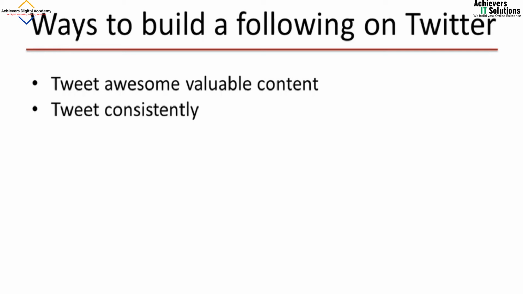Next is tweet consistently. Tweet at regular intervals. It's not that you tweet today and then tweet after 10 days. On Twitter, given that the feed is only partly algorithmic, you need to tweet more frequently than you would on platforms where the feed is completely algorithmic, like Facebook or Instagram.